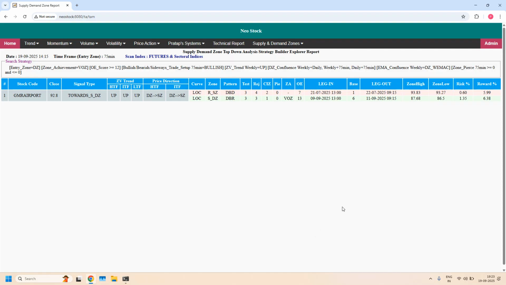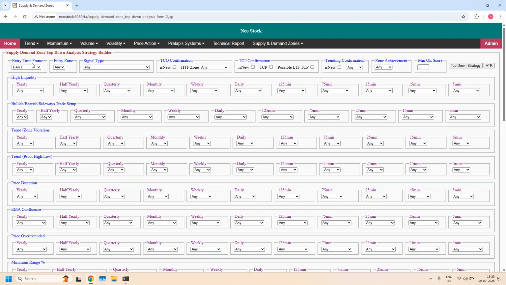Next, let us look into. This is a bullish trade setup for weekly income trade. Next, let us look into bearish trade setup for weekly income trade.